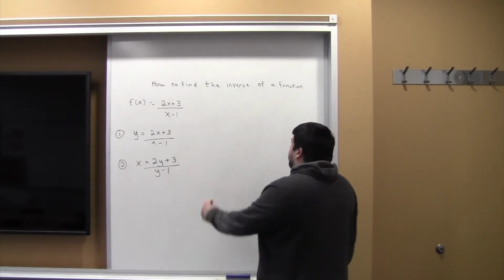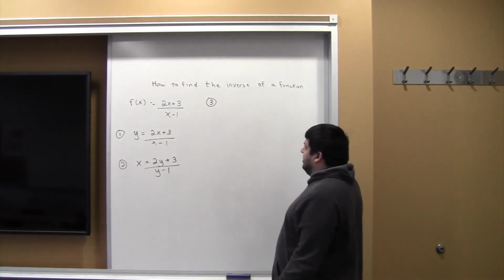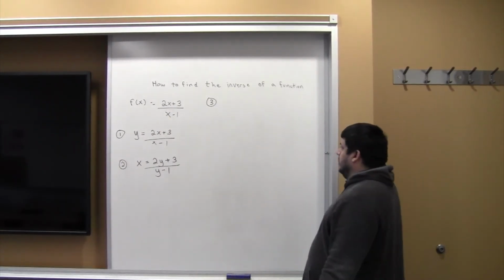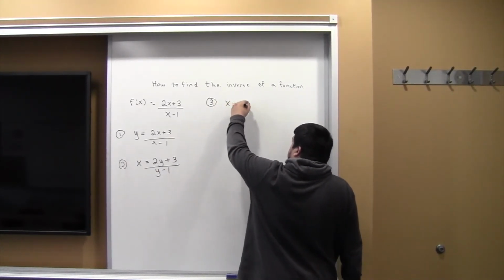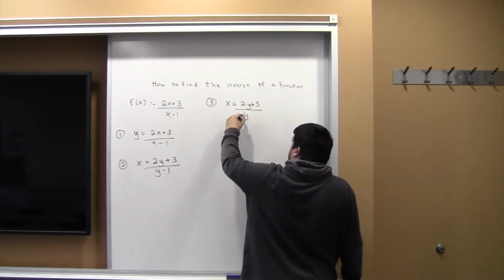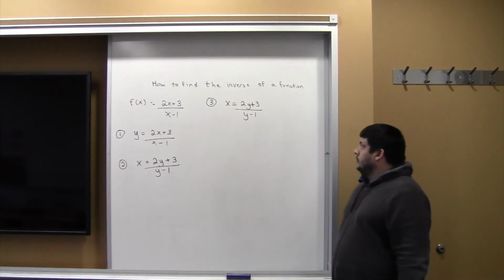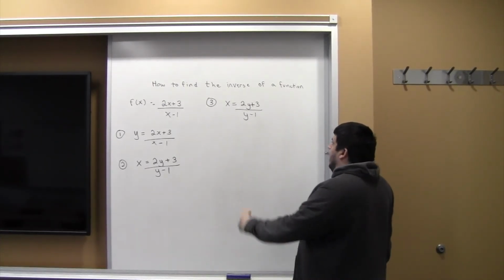So let's do that over here. So this is part 3. This is the bulk of the problem. Okay, so let's write down what we got. The first thing we're going to do is multiply both sides by y minus 1.